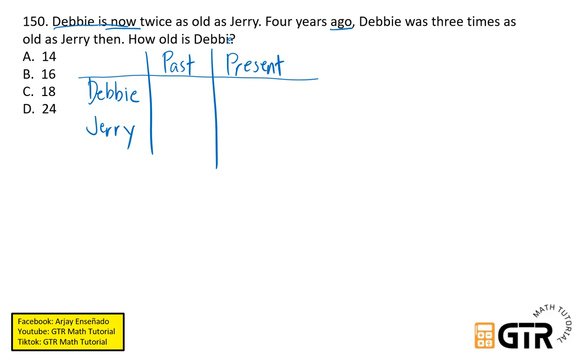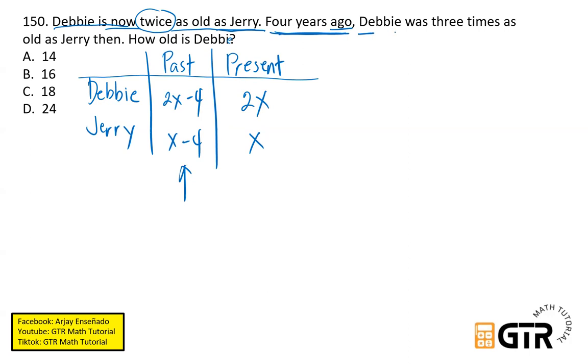So mas matanda si Debbie. Twice as old as Jerry. So therefore si Jerry lagyan natin ng x. Tapos si Debbie ay twice as old as Jerry. So therefore si Debbie ay 2x. So 4 years ago, so ibig sabihin mag-subtract tayo ng 4 sa present ages ni Debbie and Jerry. So therefore ang expressions natin para sa 4 years ago ay 2x minus 4 and then x minus 4. So buuin na natin ang ating equation. Dito tayo kukuha ng expression sa 4 years ago, so dito tayo kukuha sa past.